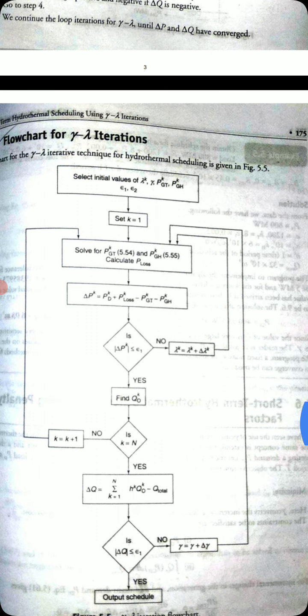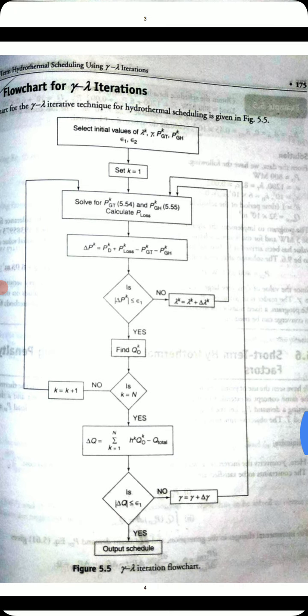Set the initial values like lambda, gamma, PGT and PGH, and tolerance limits. Set k is equal to 1. Solve for PGT and PGH. Find the power mismatch. If the power mismatch is less than the tolerance limit, if yes, find the Q naught. If no, we need to update the lambda value. If Q naught is found, you need to check whether it is the last interval. If it is not, then you update k is equal to k plus 1 and go back to the PGT and PGH calculation.